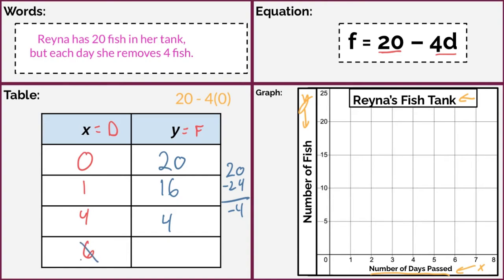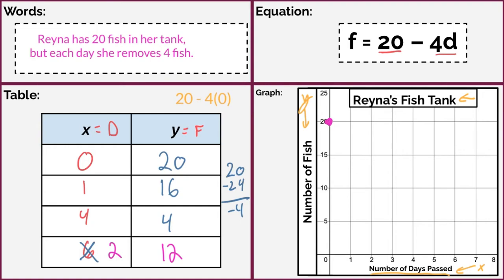So since 6 does not work on my graph, I'm going to pick a different number. I'm going to pick 2. 4 times 2 is 8, and 20 minus 8 is 12. So again, you want to make sure that you're picking numbers that will work on your graph. Now that I've done that, we're going to go ahead and put the numbers on our graph.